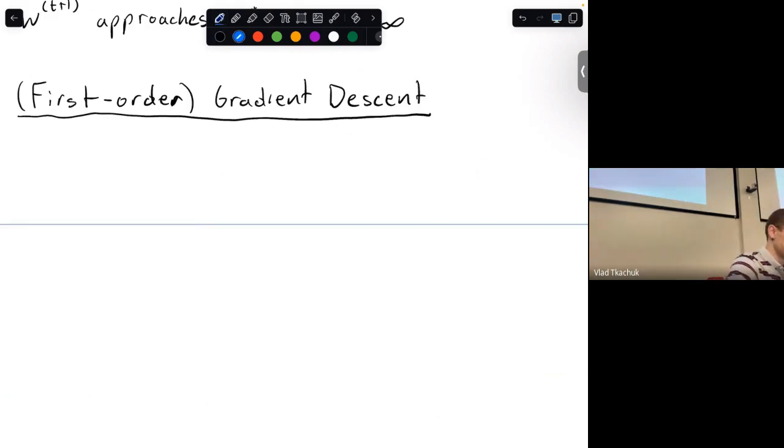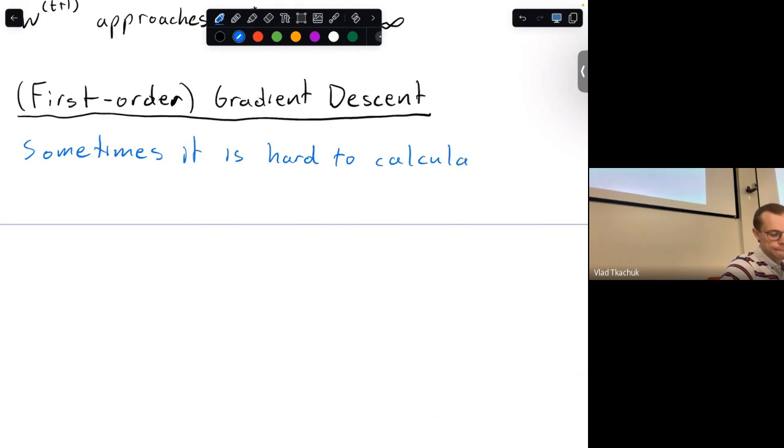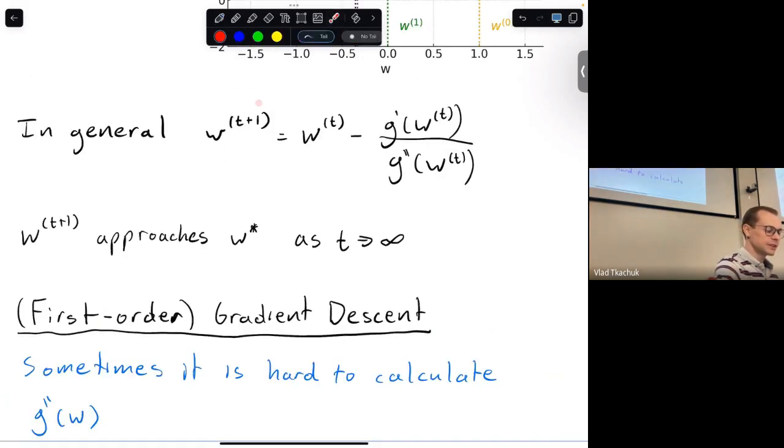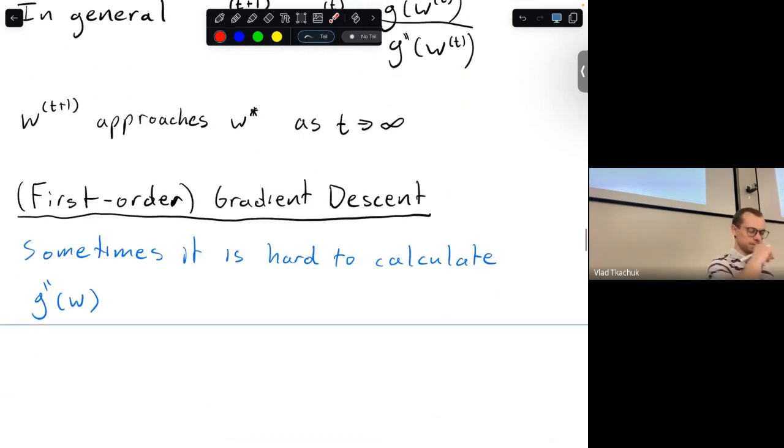Well, the story is that sometimes it is hard to calculate g double prime of W. Why is this even important? Well, to make the next step, you need to calculate g prime of W and g double prime of W. And it turns out calculating this g double prime can be quite complicated in general, especially in high dimensions.